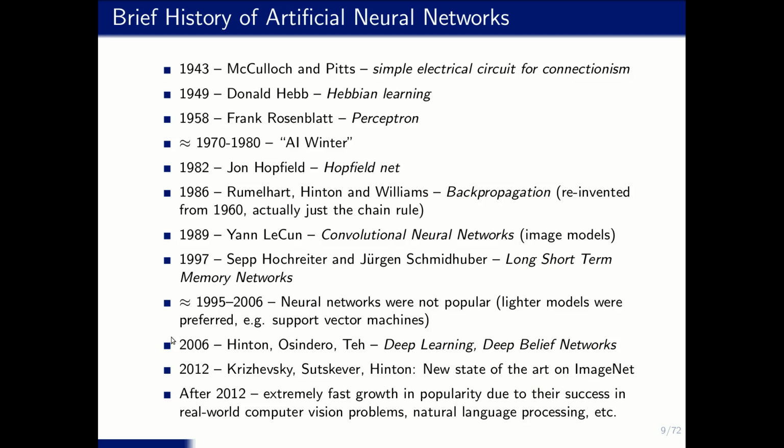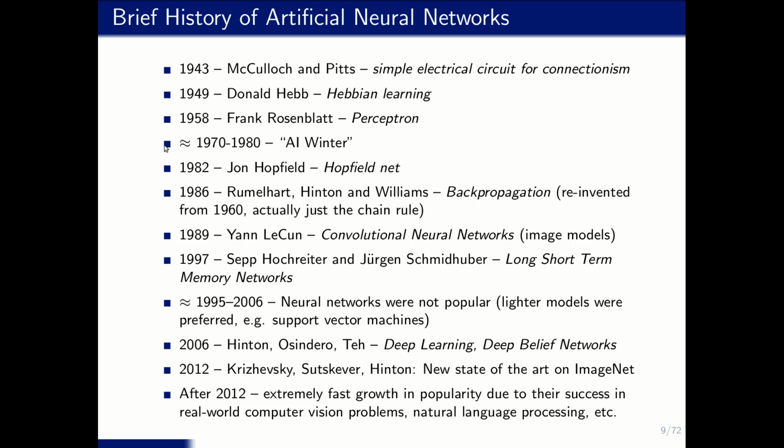So here's a brief history of artificial neural networks. Neural networks go back to the 1940s. McCulloch and Pitts came up with simple electrical circuits, which were early versions of artificial neural networks. Donald Hebb came up with Hebbian learning, which is a biologically motivated learning rule. Then the famous paper by Frank Rosenblatt, the perceptron, which was actually able to solve some pattern recognition tasks.